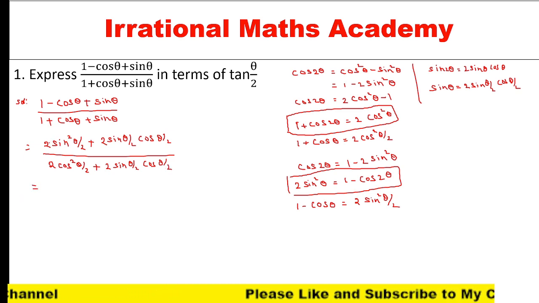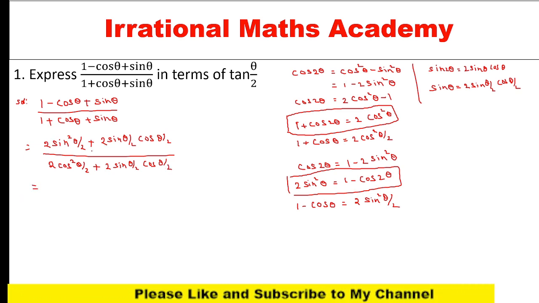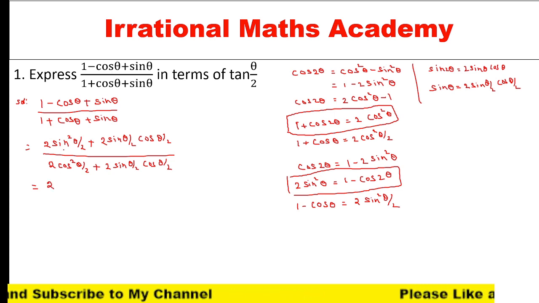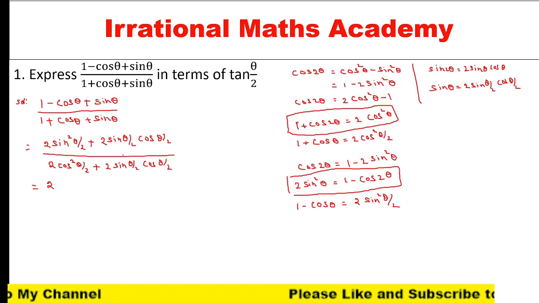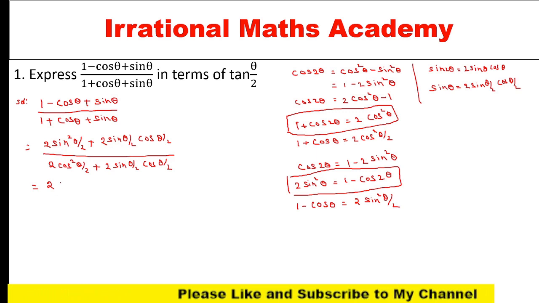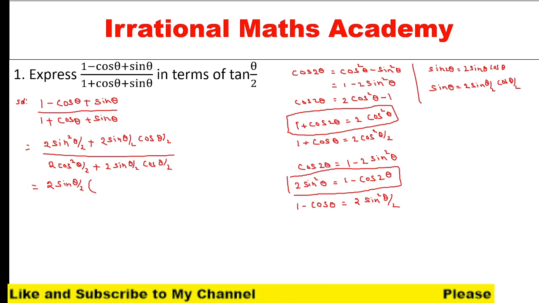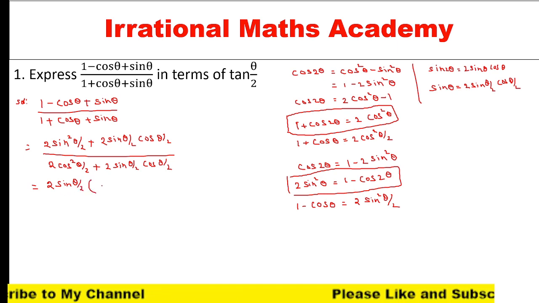Now if you look here, 2 is there and here also 2 is there, so I can take 2 common. And sin squared theta by 2 is there, and here also sin theta by 2, so I can take sin theta by 2 common. If I take 2 sin theta by 2 common, what is left here?